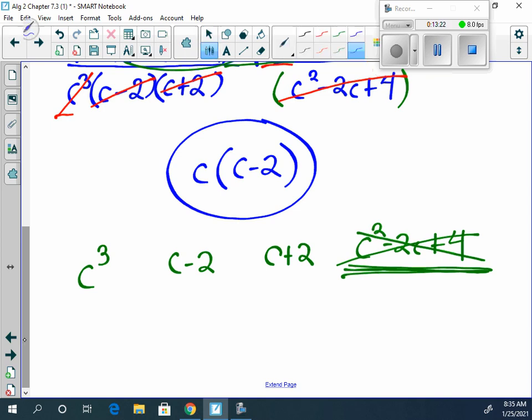But what we do have to look at is our other 3. So c cubed, well, what value of c is going to make that equal 0? 0. c minus 2. Positive 2. And lastly, negative 2.